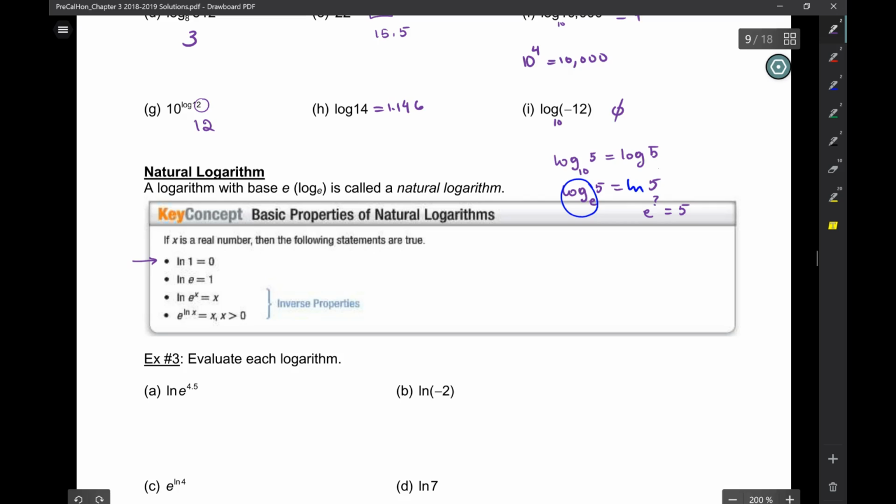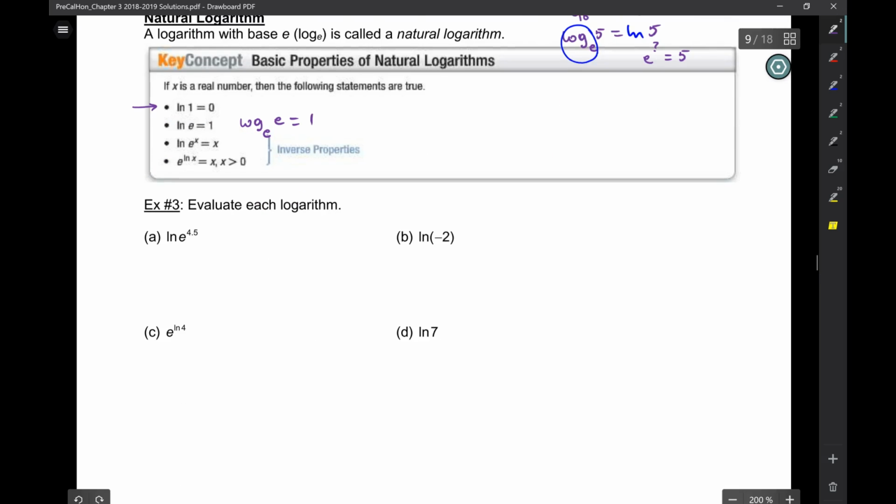What am I looking for here? E to the power of what gives you 1? 0. Okay? E to the power of what gives you e? 1. All right, there is a base of e here. This is log base e of e. So it's 1. Okay? So what about this one then? ln of e to the 4.5? 4.5. ln of negative 2 doesn't exist. I'm yelling because I'm excited. I'm feeling it here. Okay.